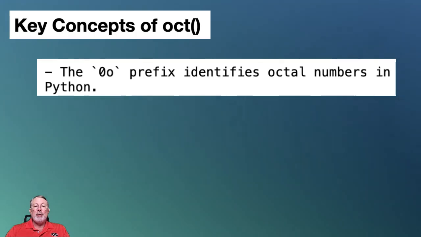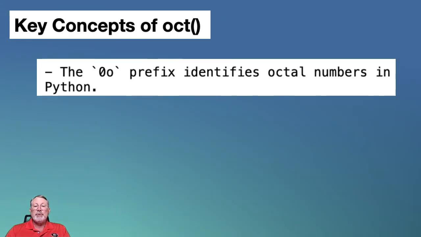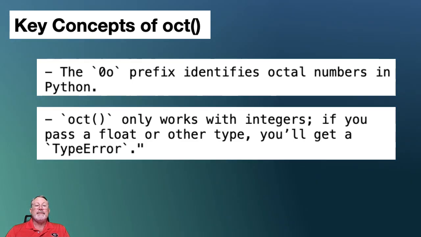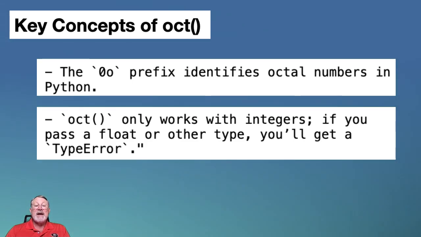Some key concepts. The 0o prefix identifies octal numbers in Python. The oct function only works with integers. If you pass a float or other type, you'll get a type error.